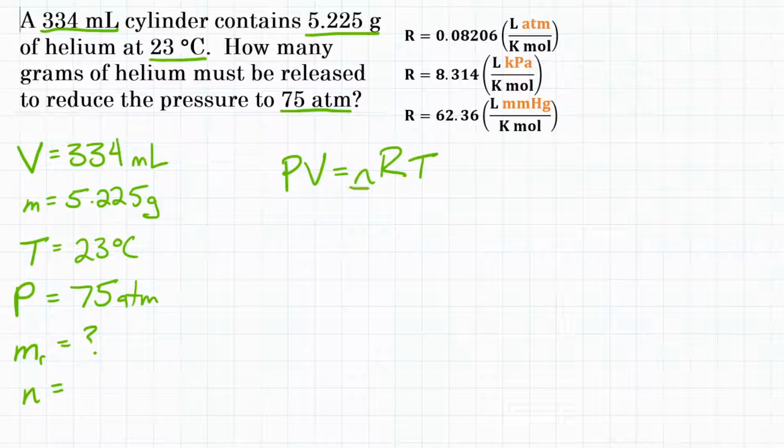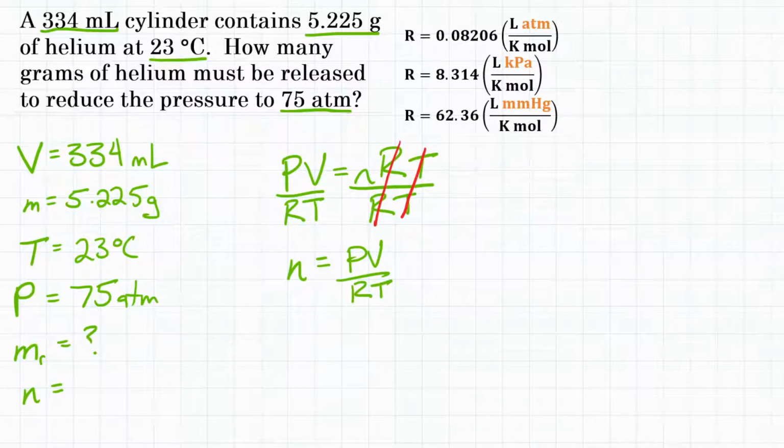So let's manipulate our equation to solve for n. To get n by itself, we're going to divide both sides by everything else on the same side as n, which would be RT. We have to do that to both sides to keep this equal, so that R cancels and T cancels. Now we can rewrite the equation, and I'm going to flip it so that n is on the left side. n is equal to PV over RT. So let's plug in what we know. We know that n equals pressure, which is 75 atmospheres, times volume.